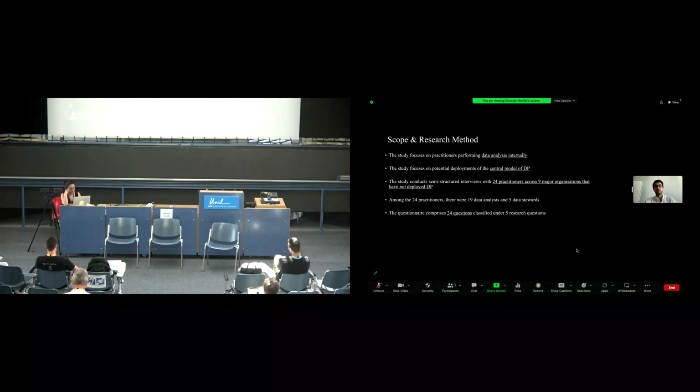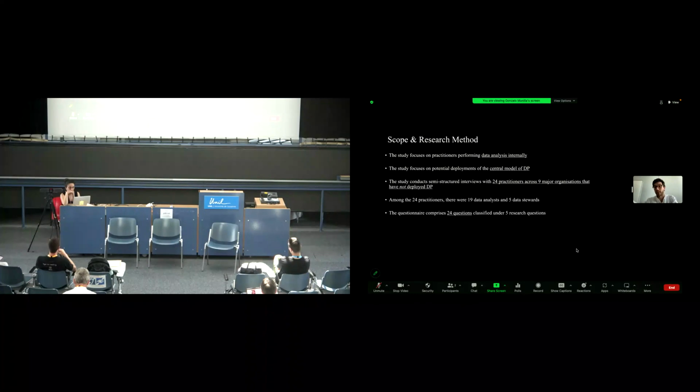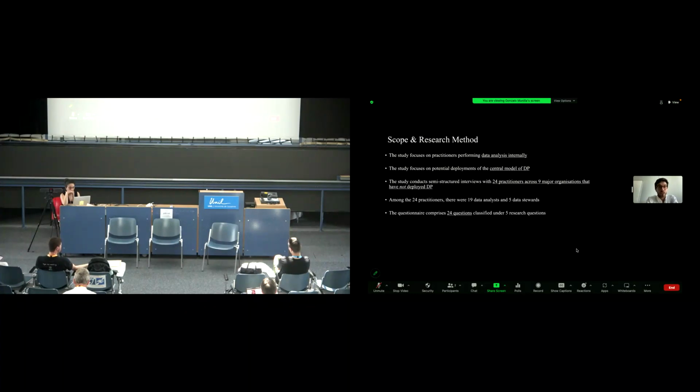So for the scope and research method of this publication, I have to say that we focus on practitioners performing data analysis internally. That means that the data and the analysis did not leave the company. It was all internal. And also we focus on the central model of differential privacy, which typically adds noise to aggregate data versus the local model where you typically add noise to individual data points.